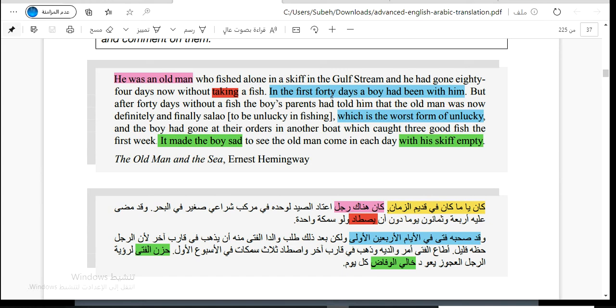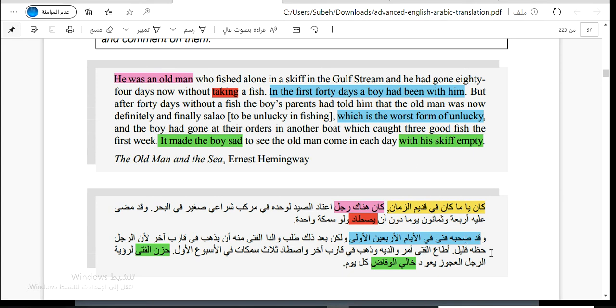In the first 40 days, a boy had been with him. Now be careful, usually English starts with the least important phrases, such as, for example, the time phrase. However, in Arabic, sentences start with the most important information. And as I said before, Arabic prefers verbal sentences, which means to start with the verb.